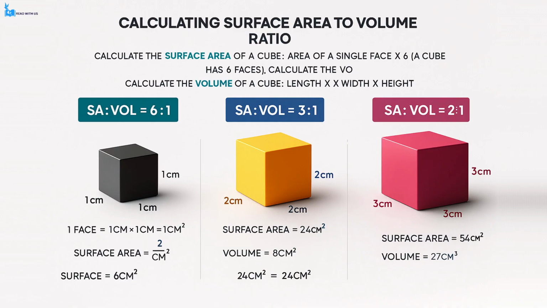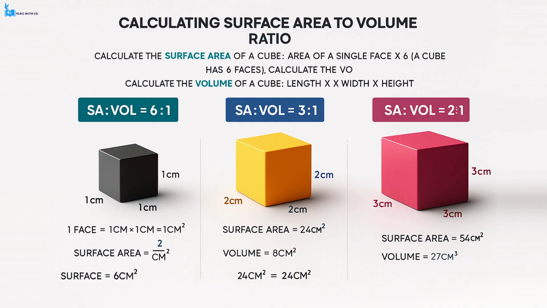A medium cube of 2 centimeters per side has a surface area of 24 square centimeters and a volume of 8 cubic centimeters, yielding a ratio of 3:1. The largest cube, at 3 centimeters per side, has a surface area of 54 square centimeters and a volume of 27 cubic centimeters, which gives a ratio of 2:1.